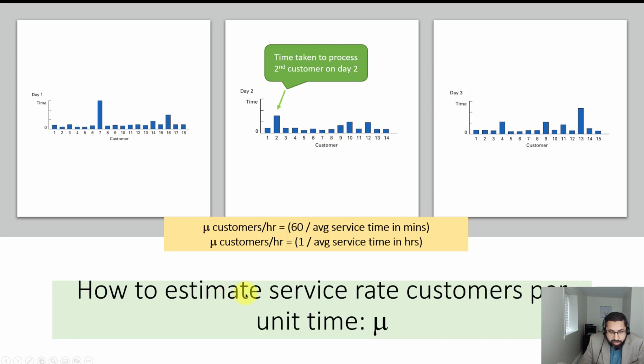Then mu, the service rate, the number of customers served per hour, can be estimated as 60 minutes divided by 5 minutes on average. That will give us 12 customers per hour that can be served on average by our system or our server, because we'll do this for each server, right? If you want the customers served per hour, then we can just take 1 divided by the average service time in hours. So let's say we find out that on average a customer is served in 0.2 hours, then 1 divided by 0.2 will give us the service rate, or the number of customers per hour that we serve.